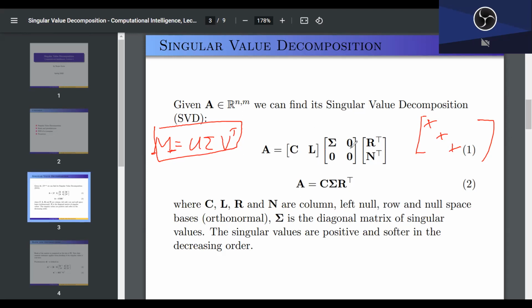And notice that it has blocks. So this block is completely made of zeros. This of course, right, because it is a diagonal matrix. But this is also a block of zeros. Okay. Now, let's try to make sense of what we see here. So first of all, let me point out what those things are.